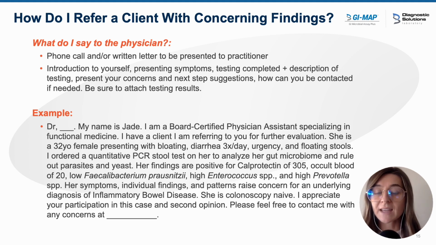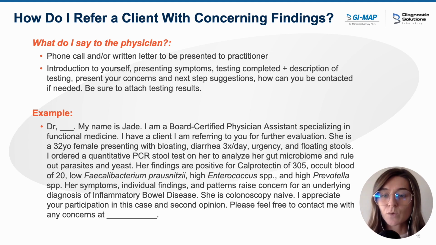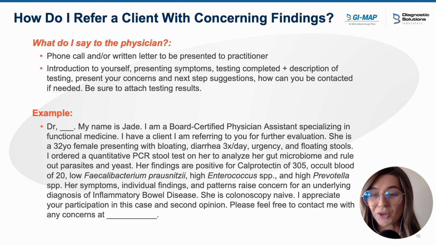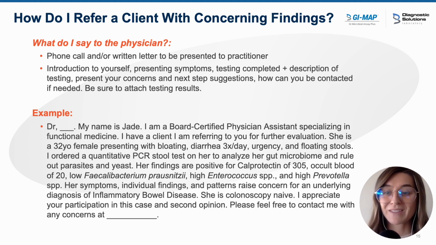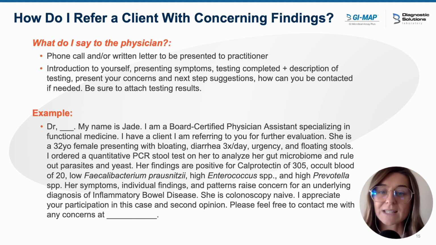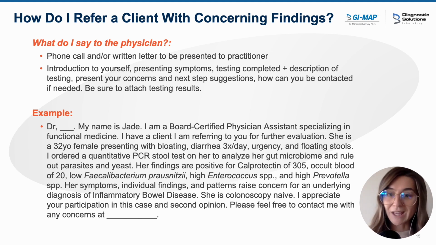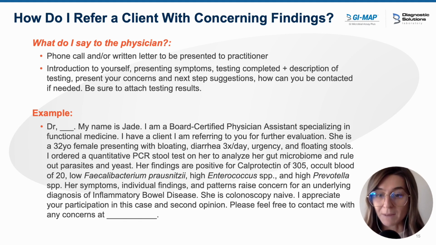So I'm clearly saying, this is who I am. This is the backstory of this person. This is the testing that I ordered. These are the test findings. I'm really concerned because these test findings could indicate underlying inflammatory bowel disease. She's never had a colonoscopy before. I think it would probably be a good idea to have a colonoscopy, but I'm going to leave that up to you. And I'd like a second opinion from you about whether or not you think that's appropriate. If you want to talk to me about anything, please reach out to me, and giving your contact information. So this is how you would actually present a case to somebody working in the conventional space that you'd want to get a second opinion from, or somebody within your referral network.